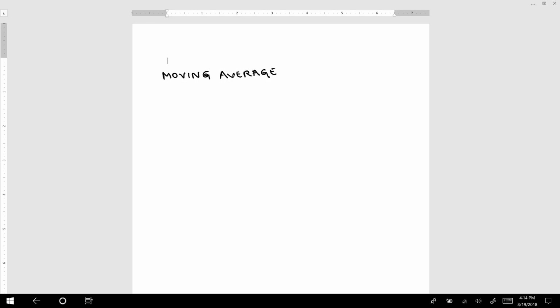So for moving average, you will be asked to calculate, suppose, a 2-period moving average. I will represent moving average by MA. Or a 3-period moving average, or an n-period moving average. So they can ask for any number of periods to calculate the moving average.